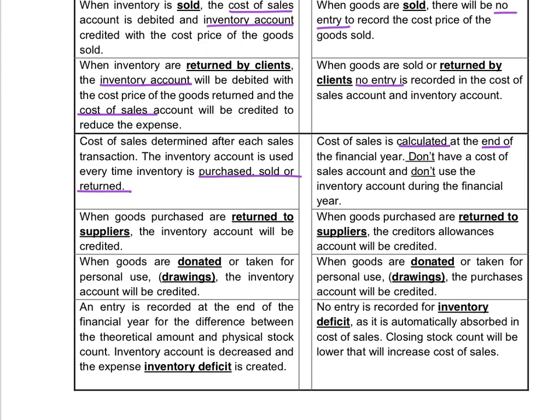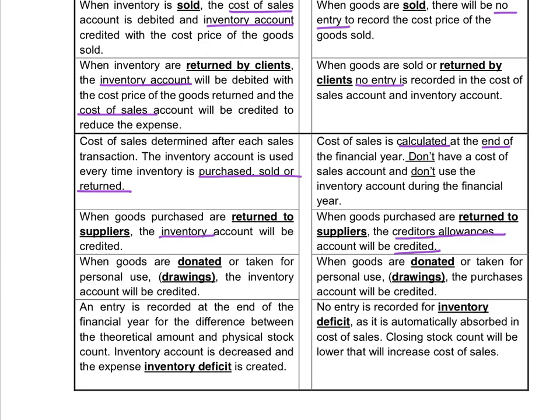When goods purchased are returned to suppliers, the inventory account is credited to reduce the inventory on hand. In the periodic system, when goods purchased are returned to suppliers, the creditors' allowances account will be credited. So when we buy goods, we increase the purchases account, and when we return goods to creditors, we will record it in the creditors' allowances account on the credit side to reduce the expense.